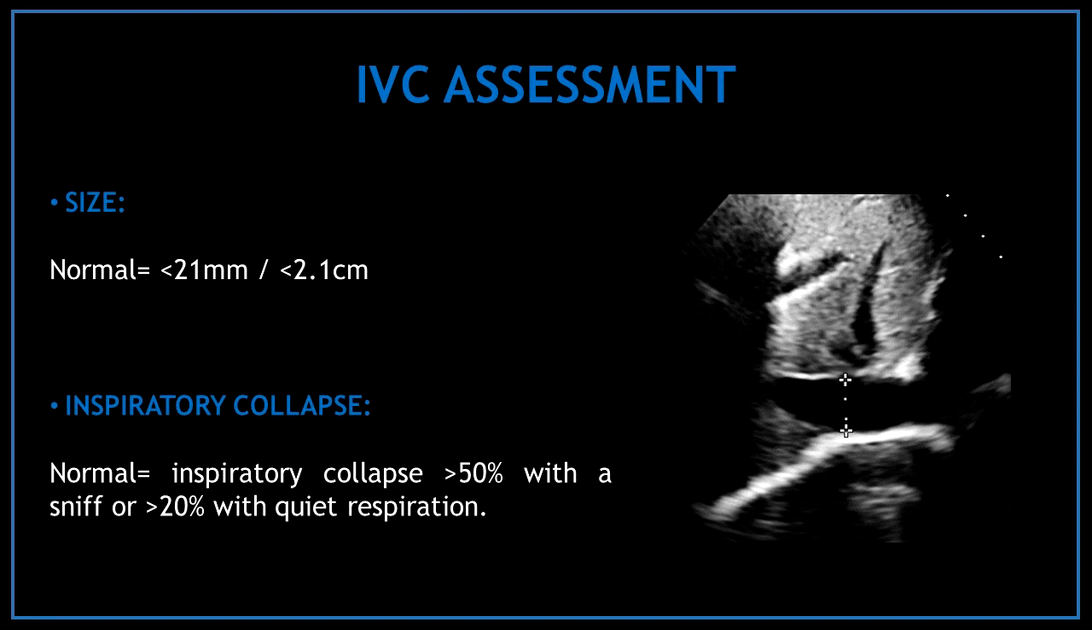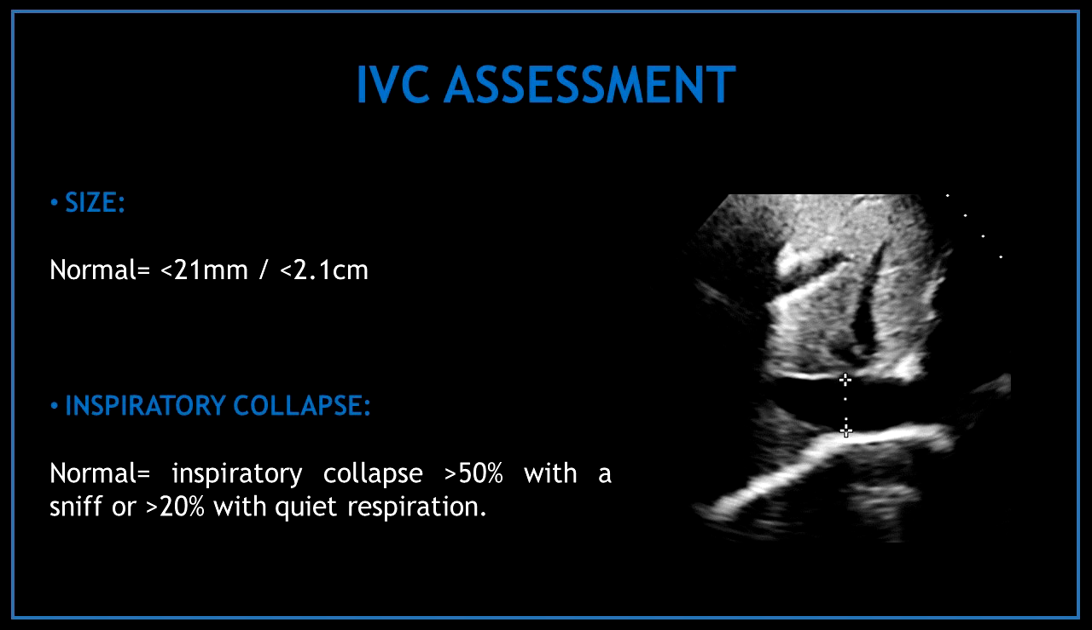Now that you found the inferior vena cava, you can start with the assessment. You mainly need to measure two things in order to assess the inferior vena cava correctly. First is the size of the inferior vena cava, and second is the inspiratory collapse of the inferior vena cava.